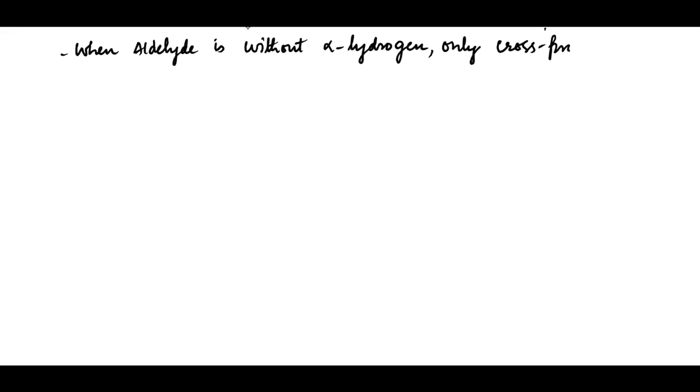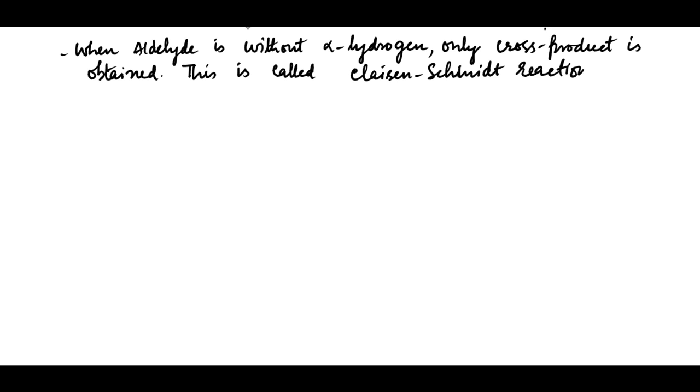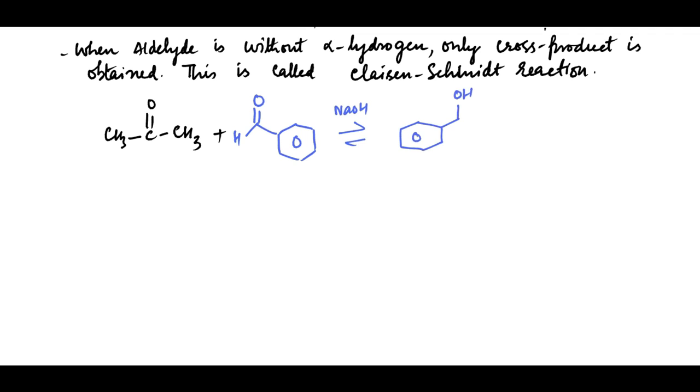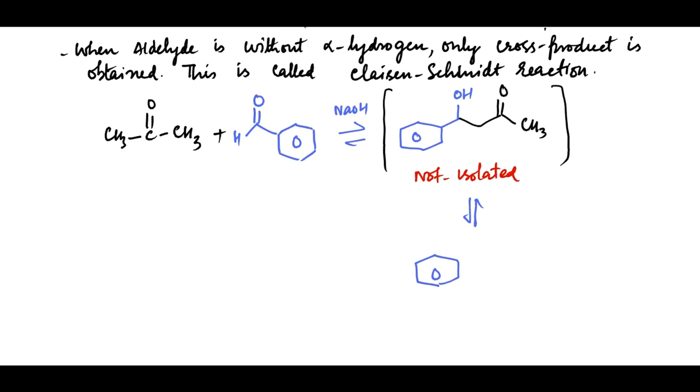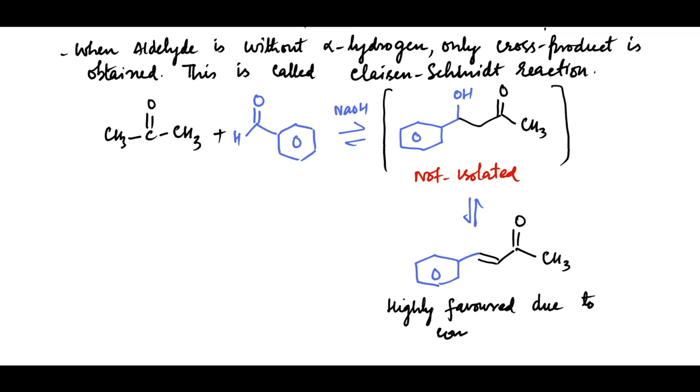In this reaction, if an aldehyde without alpha hydrogen is used, the self-addition product is avoided and only the cross-product is obtained. This type of aldol reaction is called the Claisen-Schmidt reaction. For example, if acetone is treated with benzaldehyde under basic conditions, the enolate of acetone will add to benzaldehyde to form a β-hydroxyketone, which quickly dehydrates to an alpha-beta-unsaturated ketone. This is favored due to conjugation of the double bond with the benzene ring.